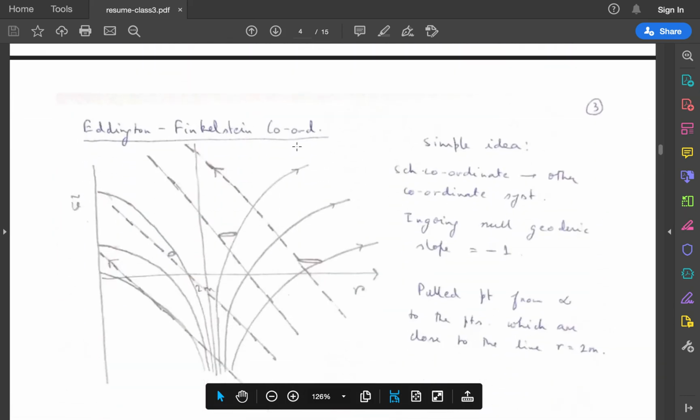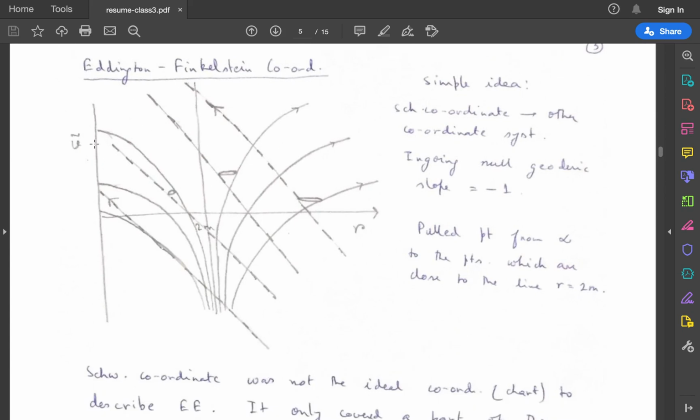So how does this space-time diagram in Eddington-Finkelstein coordinates look? Let us plot it in v tilde and r. You can also plot it with u tilde and r. This is a simple idea: in the Eddington-Finkelstein coordinate, the Schwarzschild coordinate is replaced by some other coordinate system. If t is replaced by v tilde, the ingoing null geodesics have a slope of -1. However, the outgoing null geodesics are the same. We have not done anything about them.